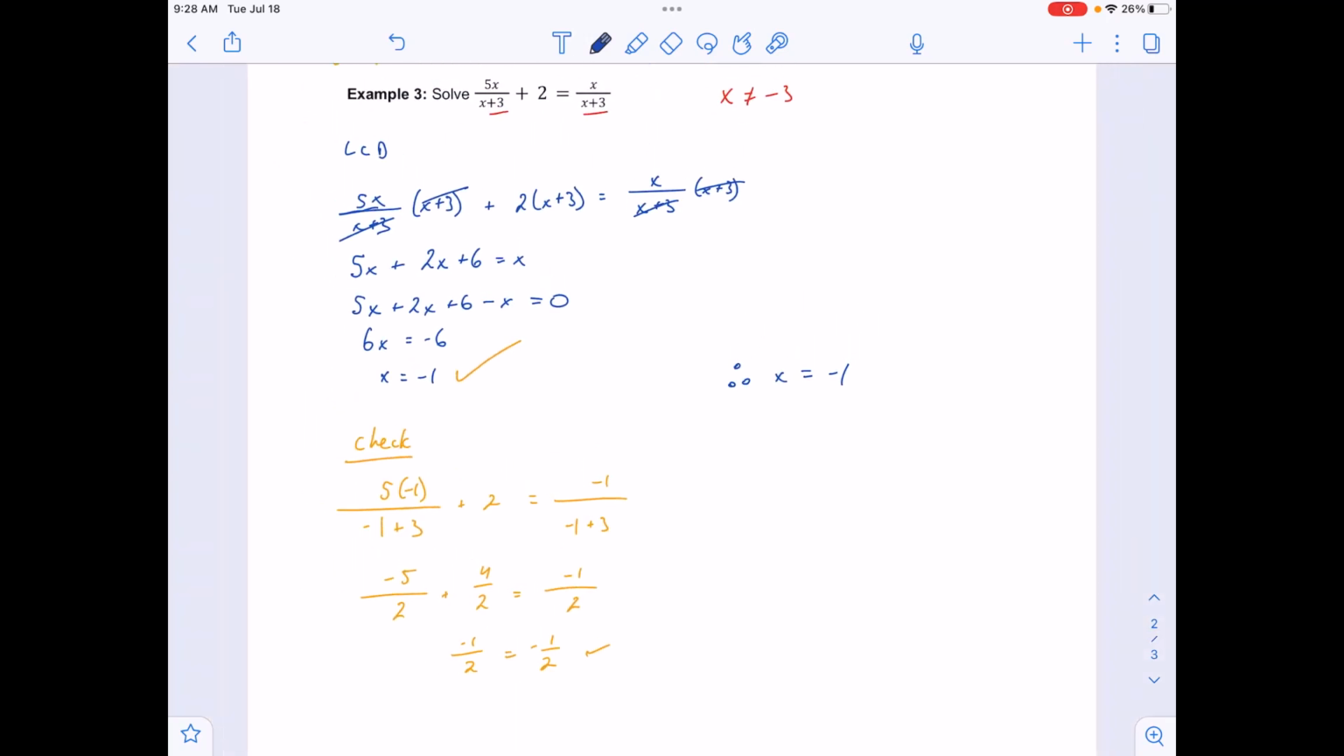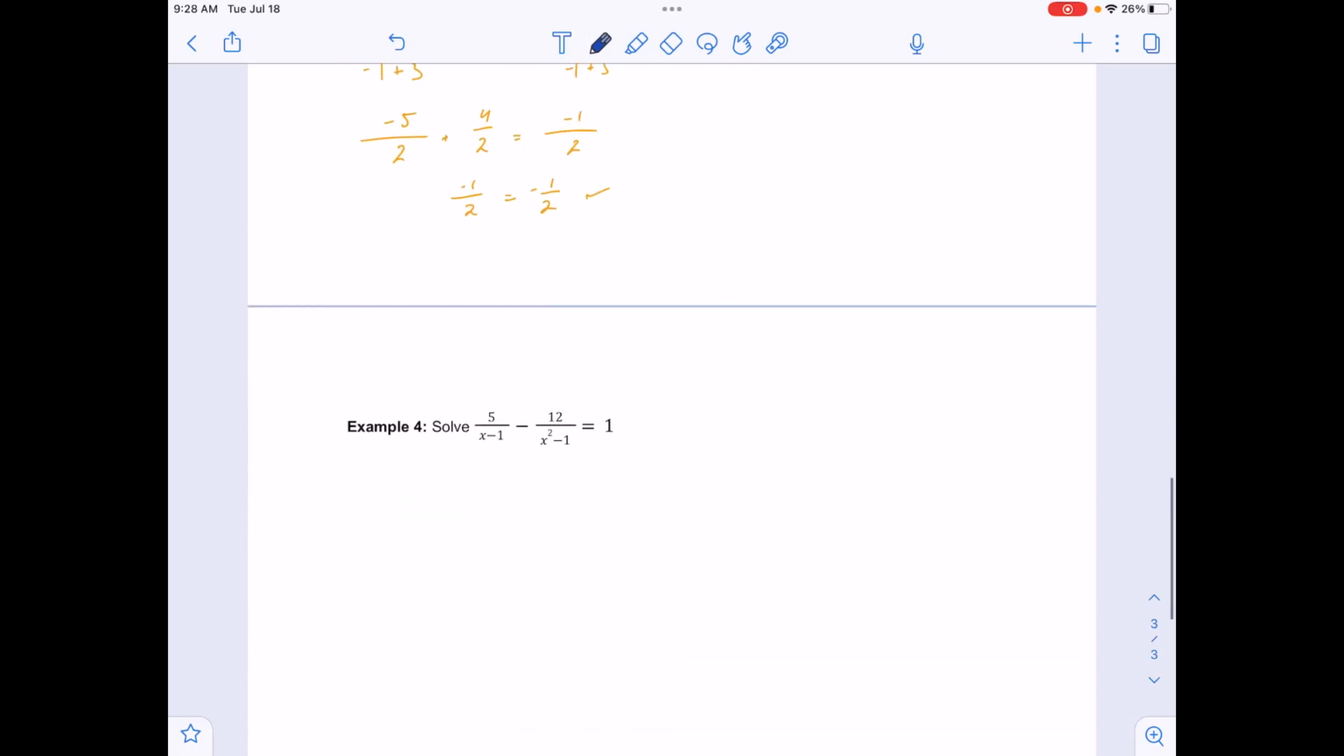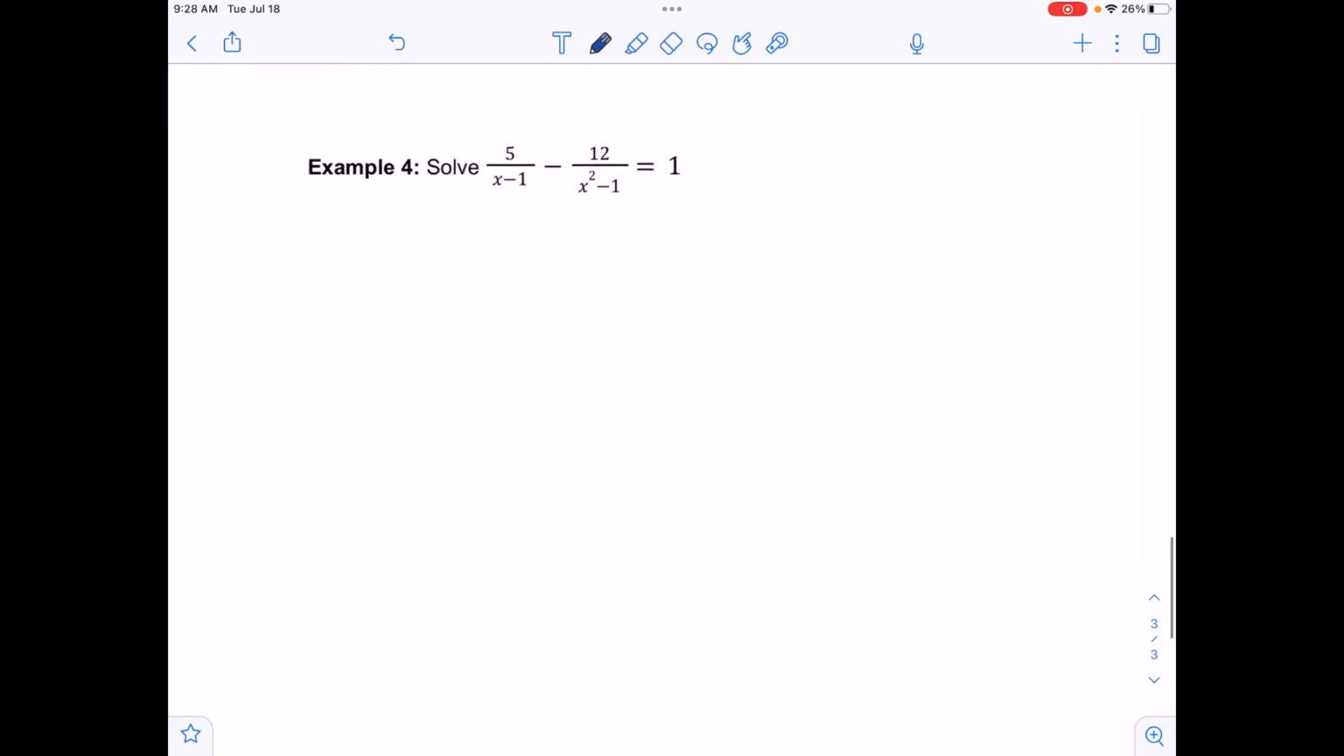Okay, and one last example here that we can work with. Solve 5 over x minus 1 minus 12 over x squared minus 1 is equal to 1. I am going to first factor my second term here. I'm going to factor the denominator because I can see that this is a difference of squares, and factored form is always easier to work with.